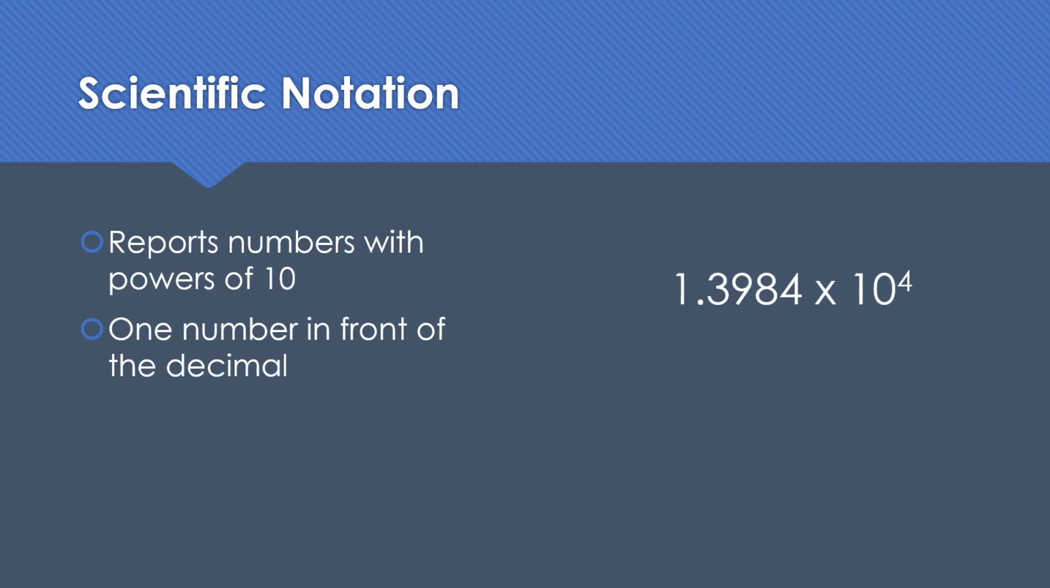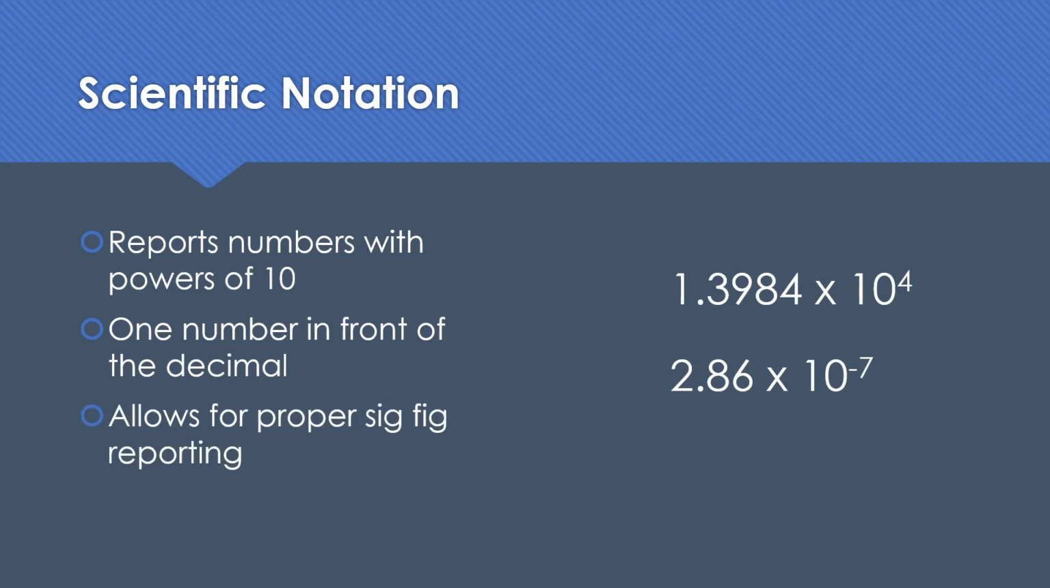So basically, it lets you talk about a number of any scale as a number from 1 to 10 with a decimal. It also works for very small numbers. So if I have a number like 0.000000286, then I can report that as 2.86 times 10 to the minus 7. Now this is very, very useful in the laboratory setting where we have to deal with significant figures.